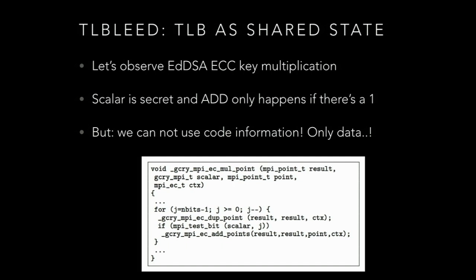We want to try and tell the difference between the scalar being 0 or 1, only using these data accesses, because we don't see any code accesses: the ITLB is not shared. So can we do this? Well, I don't know. Let's simulate this, just like we did for the cache, to show what the signal might look like if we view it through the TLB instead of the cache.